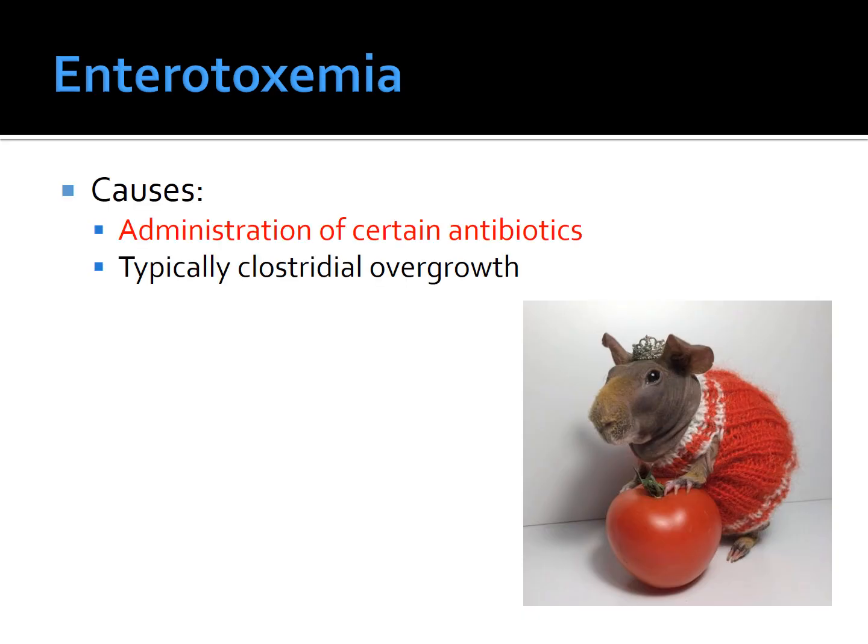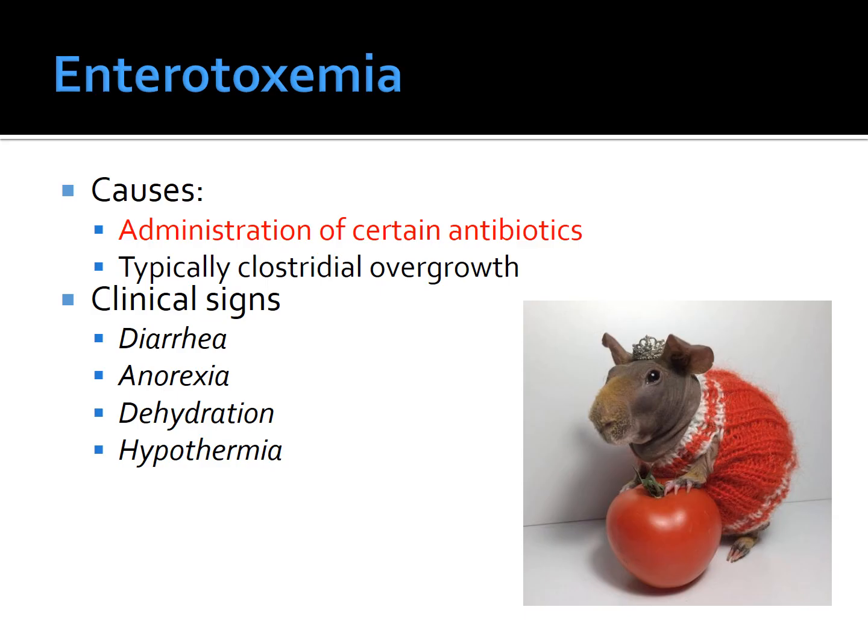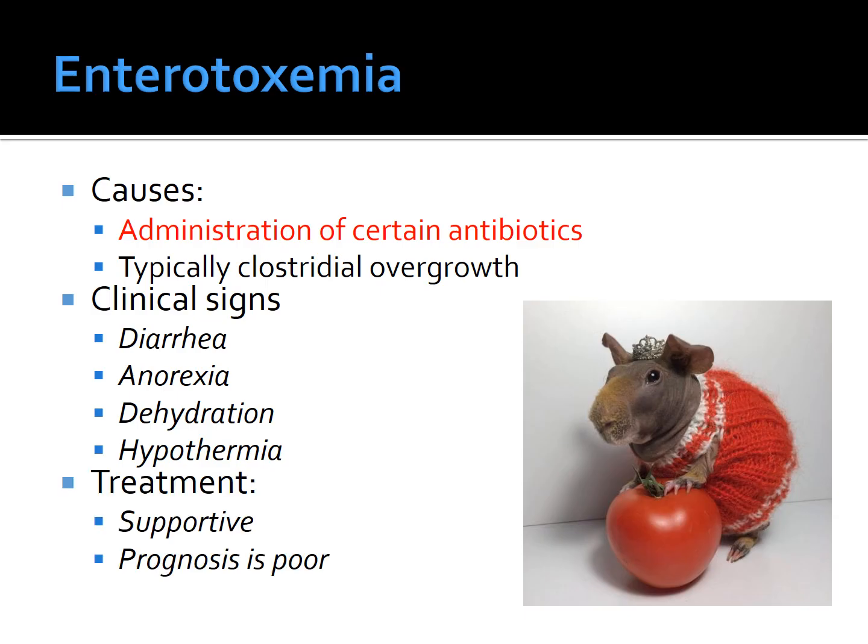Enterotoxemia, speaking of a naked guinea pig, this is caused by giving guinea pigs certain antibiotics. So there are some antibiotics they just can't have. When they get it, it causes a clostridial overgrowth, which causes toxins to build up, which makes them very, very sick. You're going to see diarrhea, anorexia, dehydration, hypothermia. Supportive care is what it's going to take to treat, getting them off of the antibiotic that caused the trouble in their intestines, but the prognosis is poor. Once they hit that diarrhea dehydration phase, it can be really hard to turn them around.